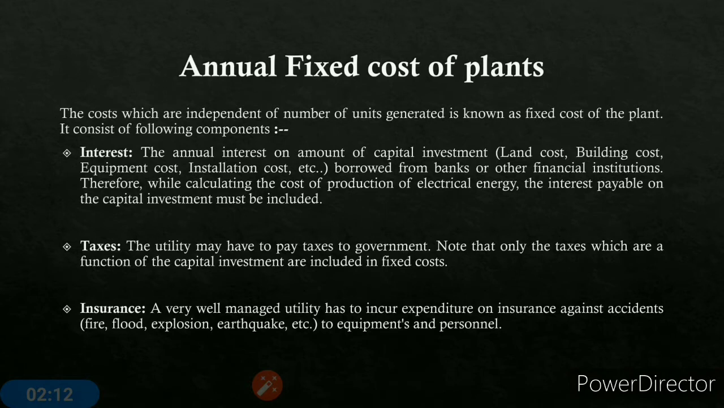Now, the second term is taxes. The utility may have to pay taxes to the government. There are various types of taxes which may have to be paid to the town, state, and federal authorities. And these taxes are a function of capital investment, so they must be included in the fixed cost. The third term is insurance. The third part of the annual fixed cost is insurance.